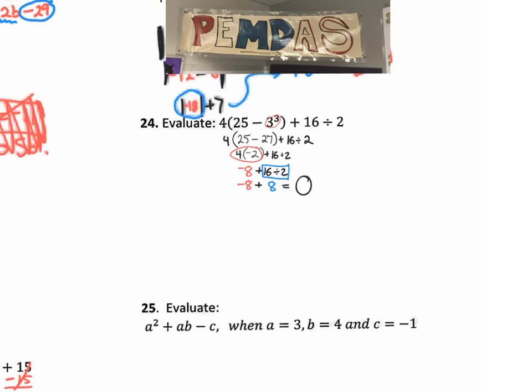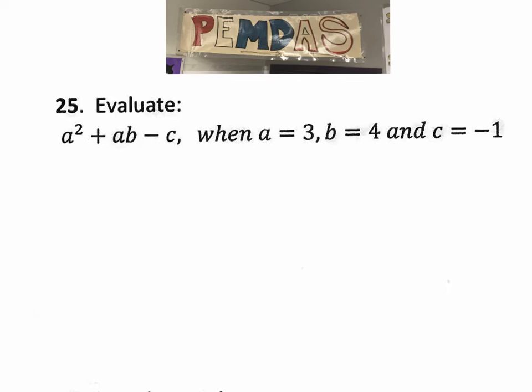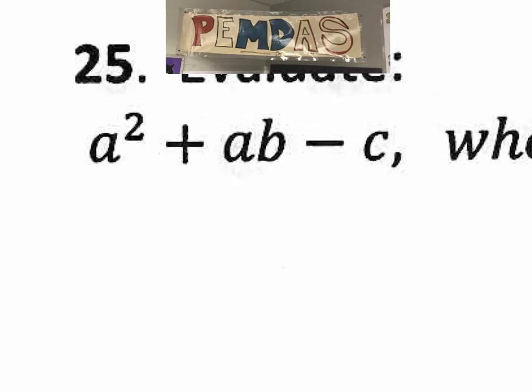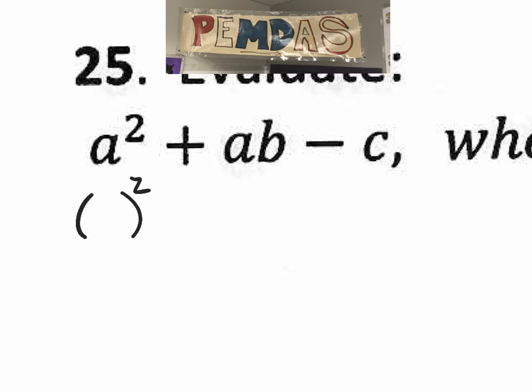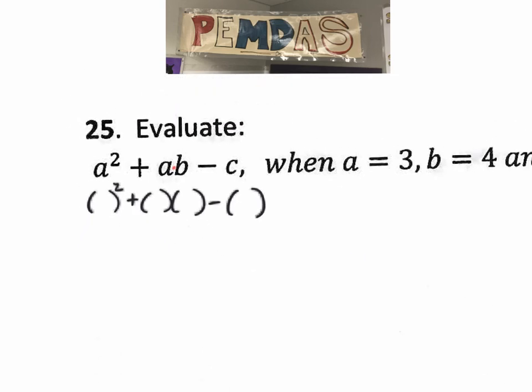Let's move on to number 25. 25 is pretty much the same type of problem. All you have to do is plug it in and simplify, right? What I would recommend when you plug in is to plug in with parentheses first. So instead of a squared, I like writing parentheses squared. Instead of plus ab, plus parentheses times parentheses, because after all, that's what's happening between the a and the b. You're multiplying. And then at the very end, minus, and then parentheses for the c value. So I like to do parentheses first, and then plug in my values.